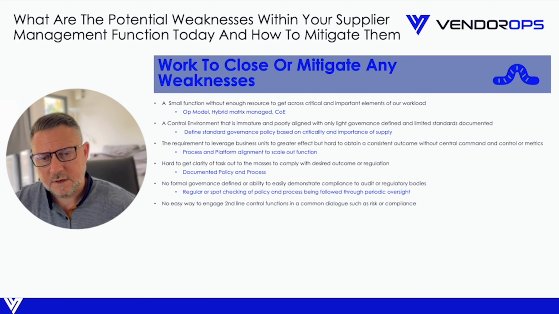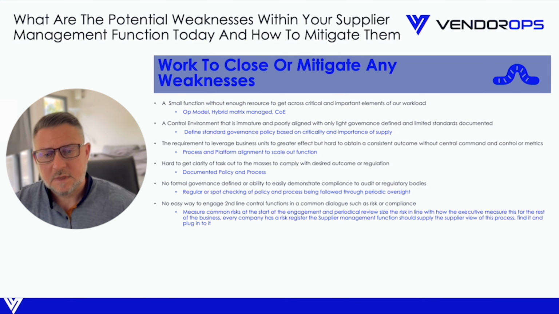There's no easy way to engage second-line control functions in a common dialogue such as risk or compliance. So we suggest that you measure common risks at the start of the engagement and periodically review the size of the risk, in line with how the executive talk about risk within the rest of the business today.